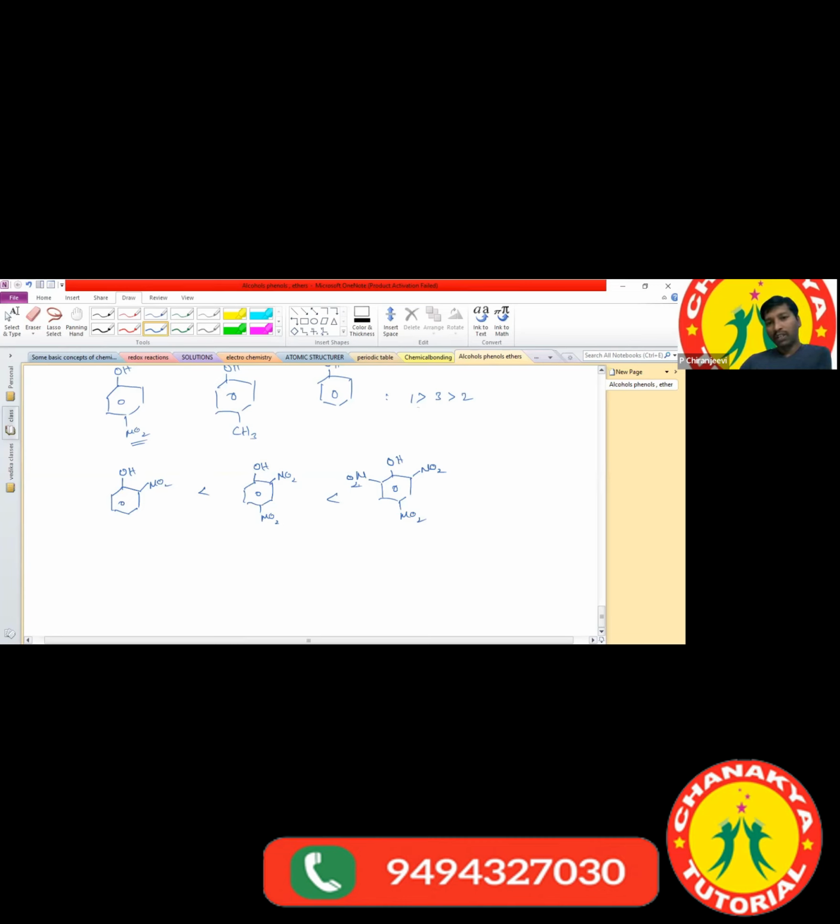Which of the following is more reactive towards the nucleophilic substitution reaction? As the number of electron withdrawing groups increases, the reactivity towards the nucleophilic substitution reaction also increases. According to that, which one is more reactive here? The third one is more reactive towards the nucleophilic substitution reaction. Got it?